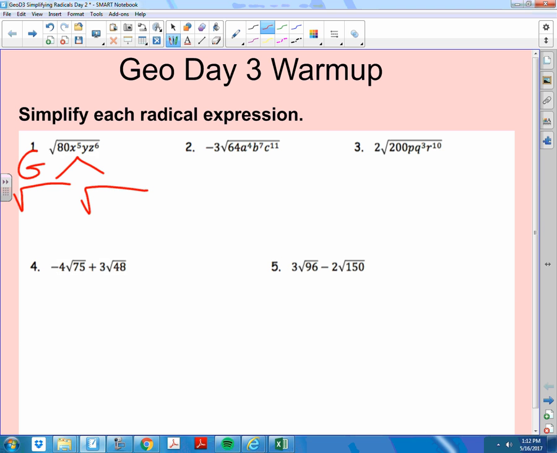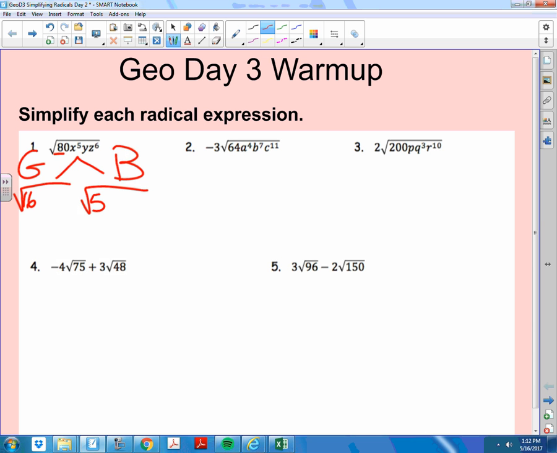And I always start with good square root, bad square root. Set your good ones up on the left, set your bad ones up on the right. Break down each thing one number at a time. So when you break down 80, what's the good, bad square root split? 16 and 5.